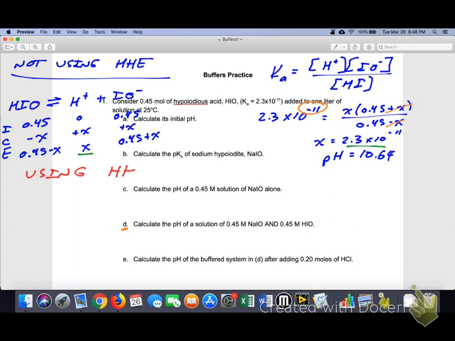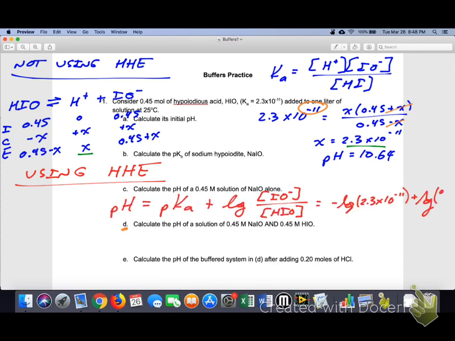Now let's do the same thing using the Henderson-Hasselbalch equation. Henderson-Hasselbalch says that pH equals pKa plus log of the ratio of the conjugate base to the weak acid. Well, what is that? That is a negative log of the Ka plus the log of 0.45 over 0.45. Well, 0.45 over 0.45 is 1. What is the log of 1? Well, 0. So it ends up being the negative log of the Ka, which is 10.64, plus 0.